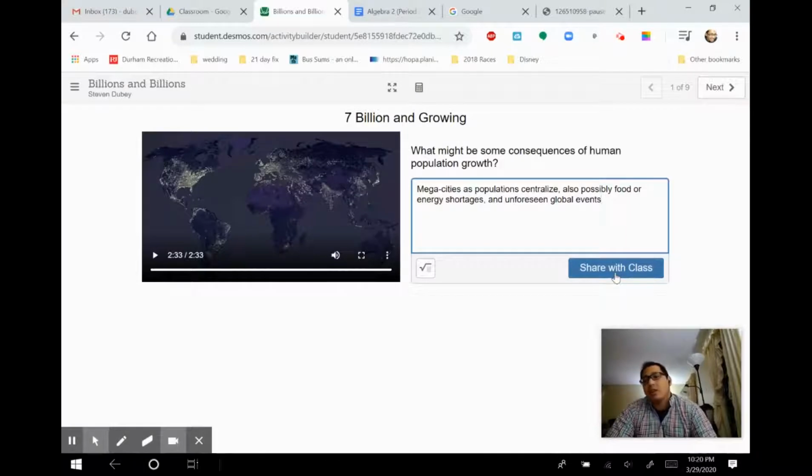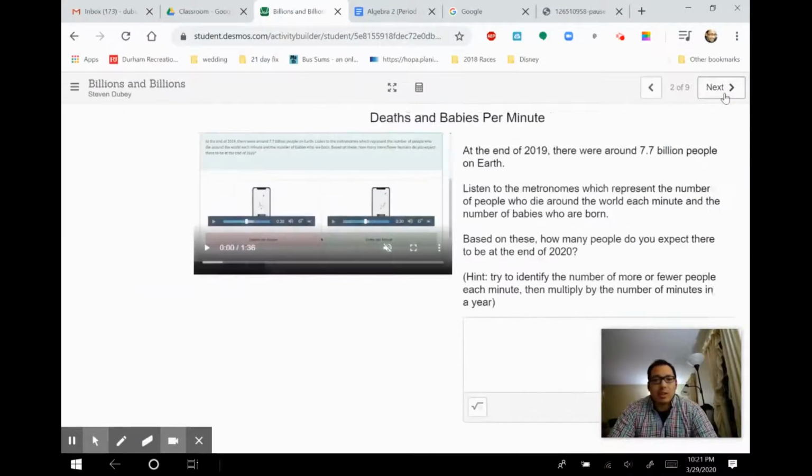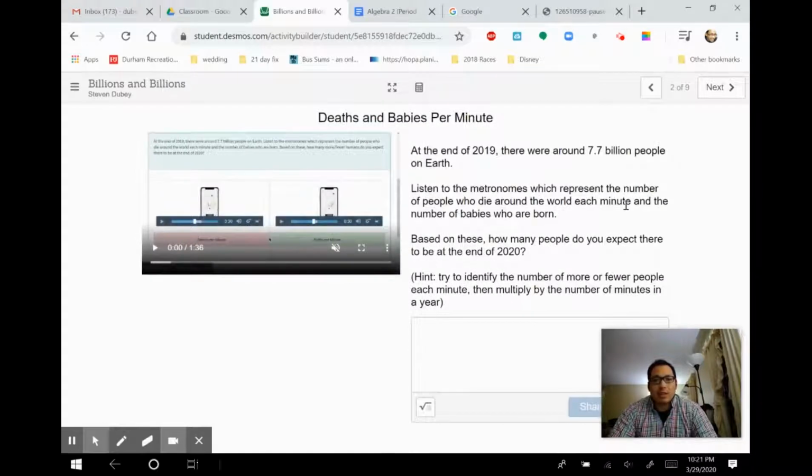But anyway, I can hit share with class, and then you'll be able to see 3 random responses from other students, including myself, since I'm joining you on this. Then you can just click next and go to the next screen.